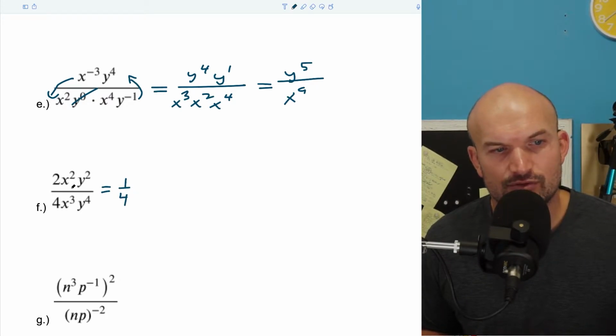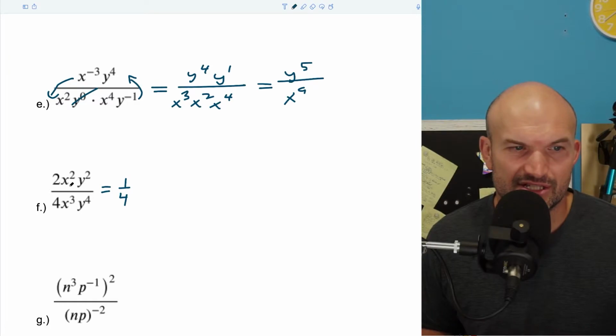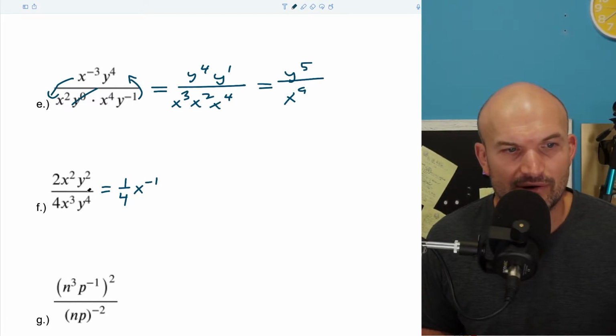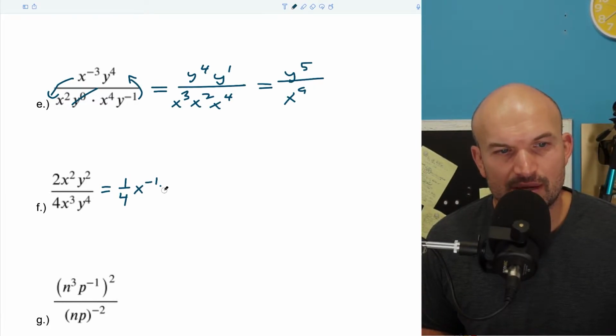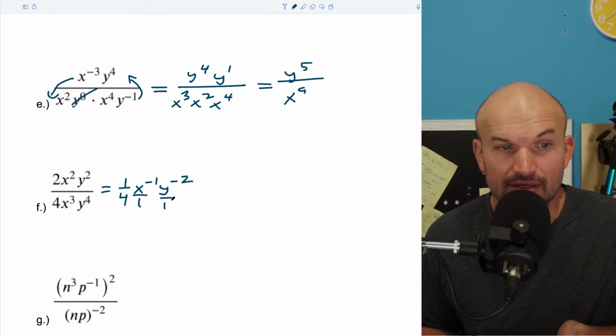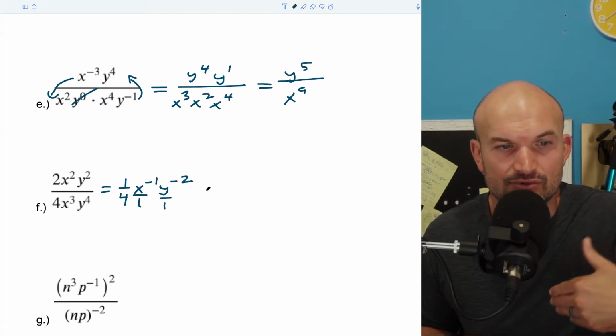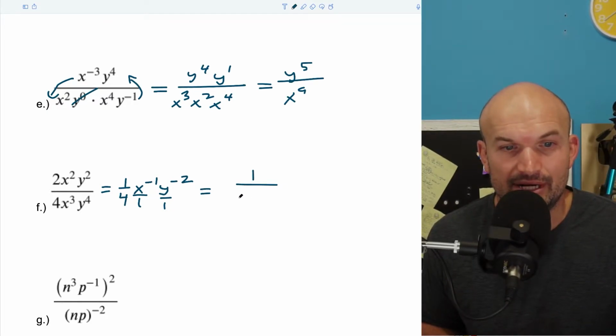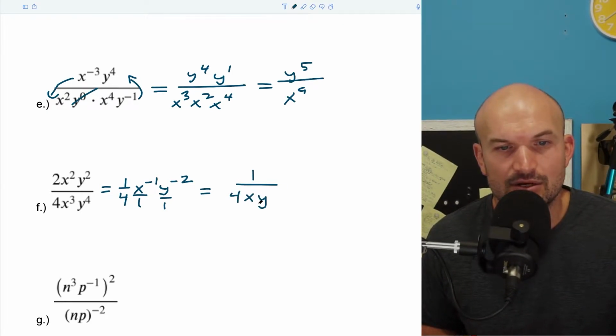And then I have x squared divided by x cubed. I'm sorry, let's subtract those. So that's going to be x to the negative 1st power. And then 2 minus 4 is going to be y to the negative 2nd power, right? So since these are negative, these are technically in the numerator, because I just provided that power. So to write this correctly, I need to write these in the denominator. So that'd be 4 times x y squared.